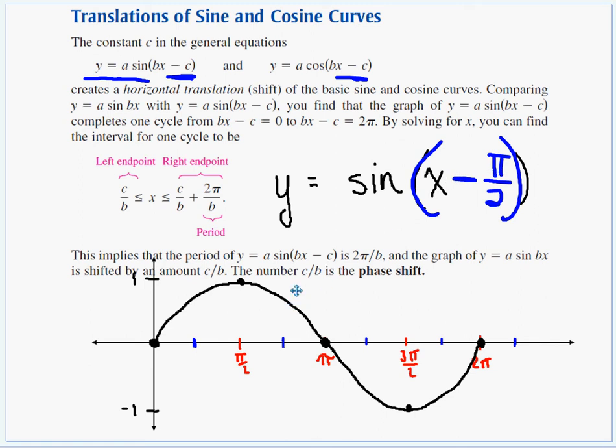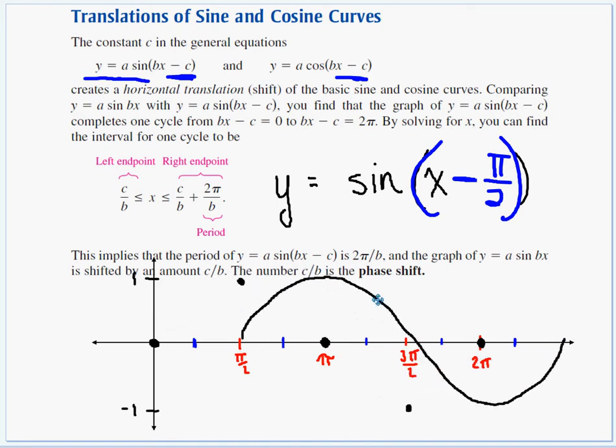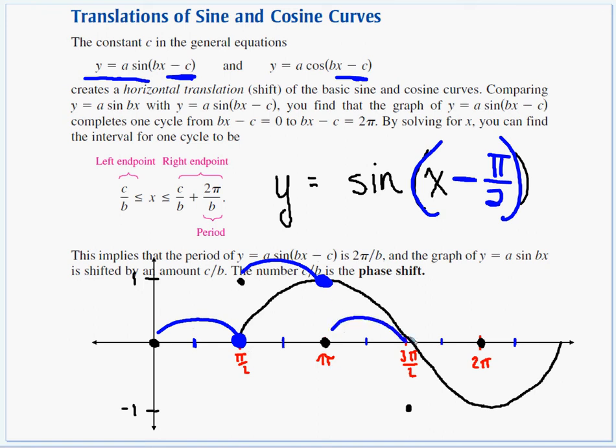So I would pick up my graph here, or you could do each of the 5 graphing points, and you're going to bump it over to the right half pi units. So notice this point got shifted over. This peak got shifted over, this x-intercept got shifted over, this valley got shifted over, as did the ending point. All 5 of those dots got shifted to the right half pi.